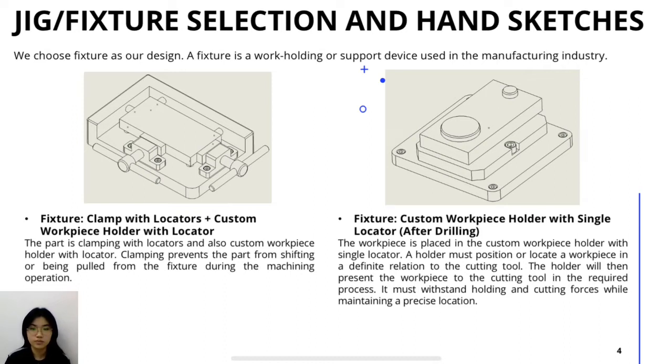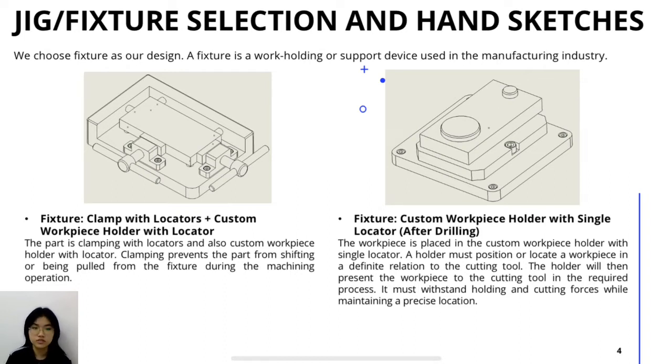The fixture will hold the part securely while vibrations, cutting forces, centrifugal forces, and gravity act to dislodge the part. There are two fixtures we use to hold and produce the part. The first fixture is where the part is clamped with locators, and also a custom workpiece holder with locator. Clamping prevents the part from shifting or being pulled from the fixture during the machining operations.